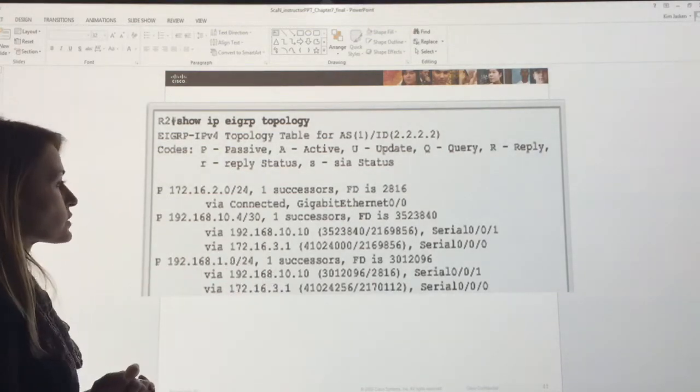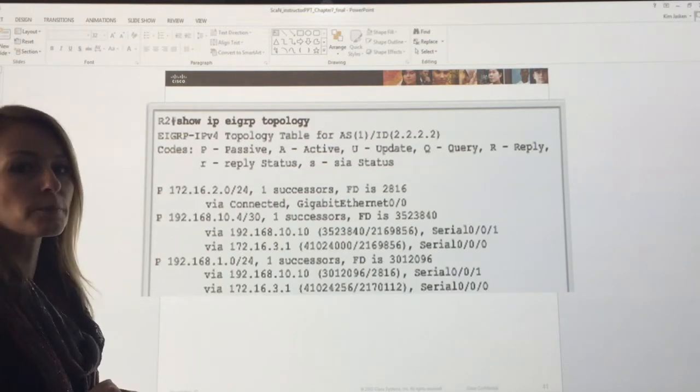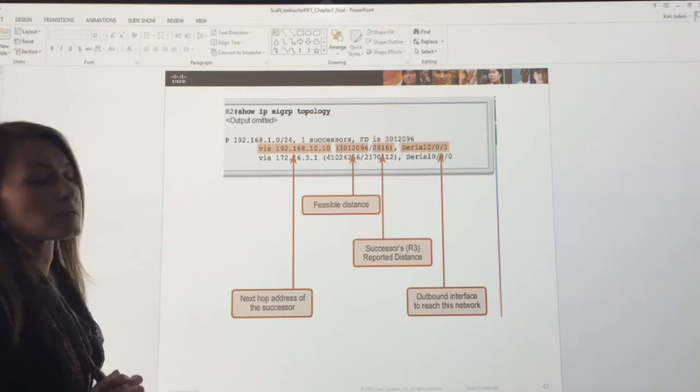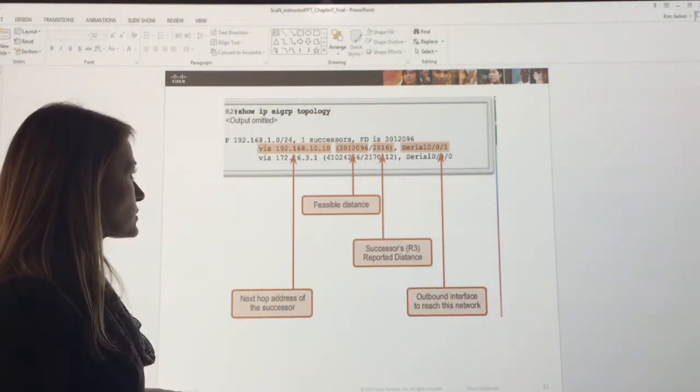So this is the topology table. You get to it by typing in show ip eigrp topology. So let's focus in on one of the entries here, and we can talk about what it means. So here's one of the entries in the topology table.